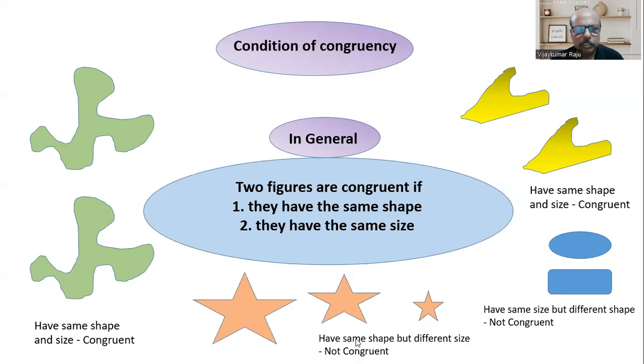Here they have the same shape but different size, not congruent. So both the conditions must be satisfied. Only then are they congruent. If the size is same and shape is different, not congruent. If shape is same and size is not same, not congruent. Okay. Now let's go to similarity.